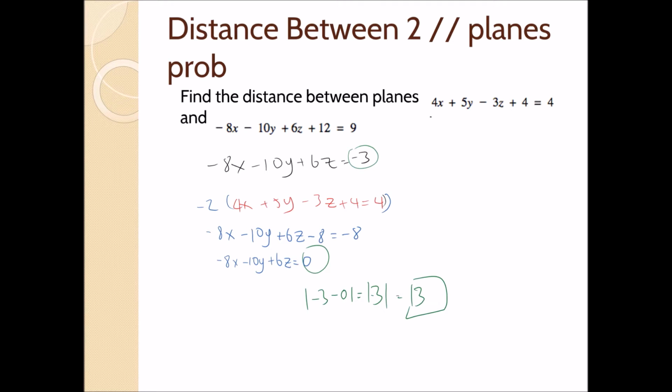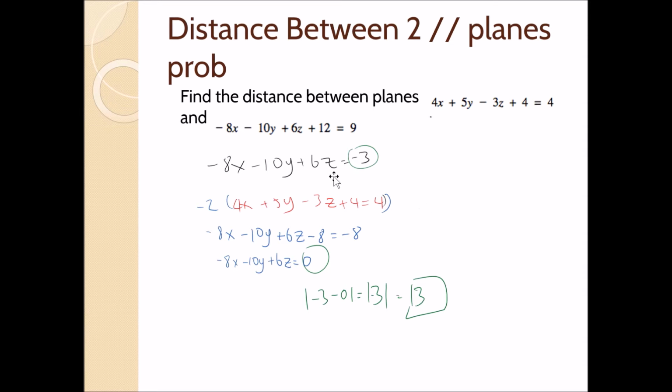So an example of one of these methods, we have this problem: find the distance between the two planes 4x + 5y - 3z + 4 = 4 and -8x - 10y + 6z + 12 = 9. So given these two equations, we can recognize that the normal vectors of the planes are actually proportional to each other, which means that the planes are parallel. So we multiply one of the equations by -2 here, so the normal vectors will be the same. So now we have -8x - 10y + 6z - 8 = -8.